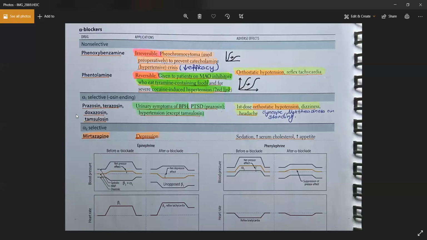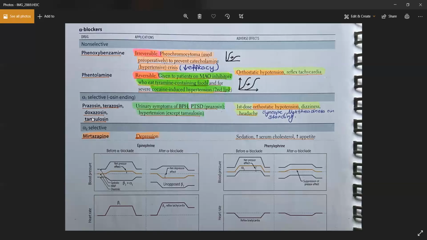So whenever a patient comes to OPD for the treatment of hypertension as well as BPH, you will give the patient prazosin, terazosin, doxazosin. And if the patient just has BPH, no hypertension, then you will give tamsulosin, because it does not have any other alpha effects.